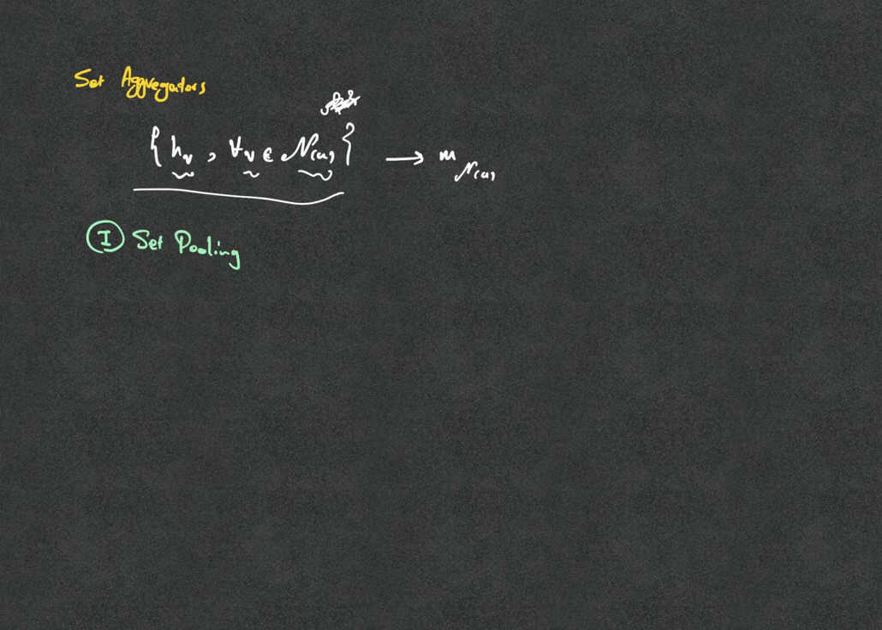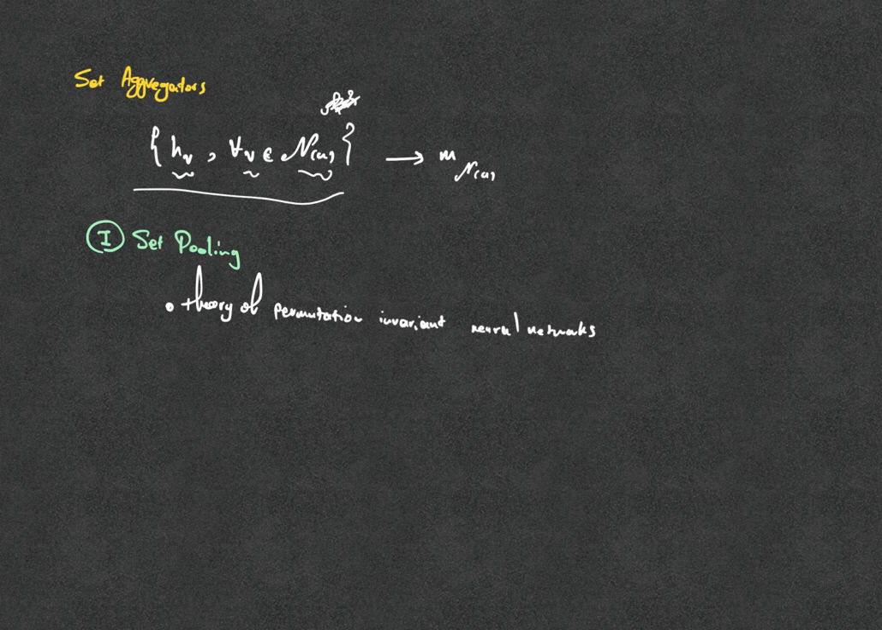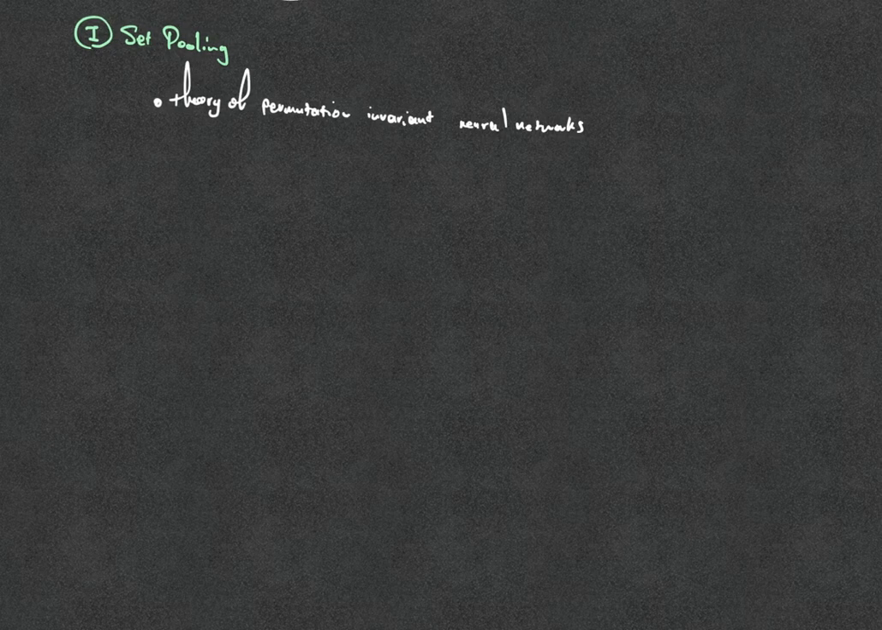Let us talk about set pooling. A principled approach to defining an aggregator function in graph neural networks is based on the theory of permutation invariant neural networks. For example, we have this way of approaching this problem. So let's first write the formula. This message, this is the neighbors of node U.